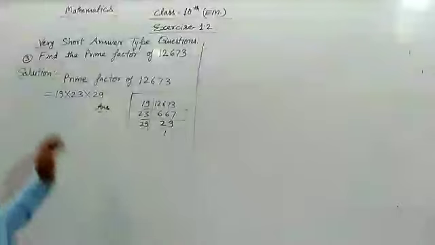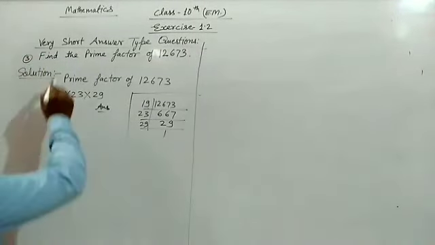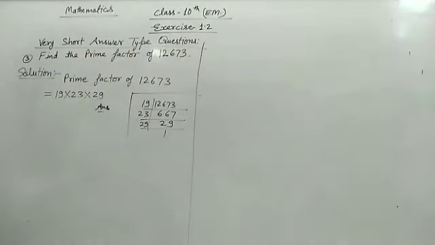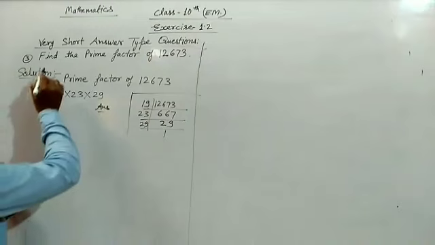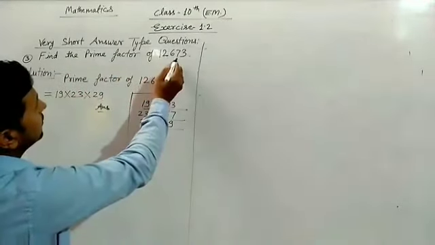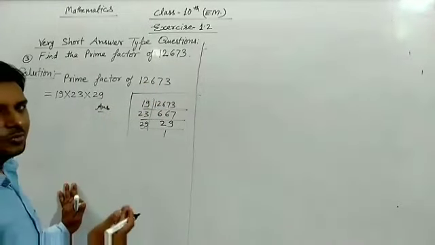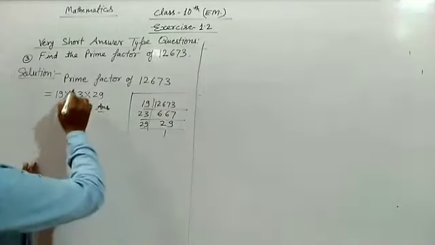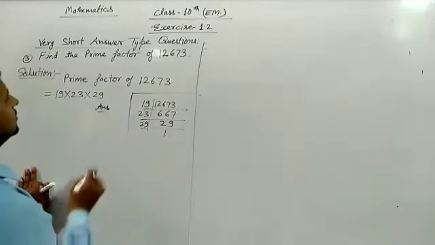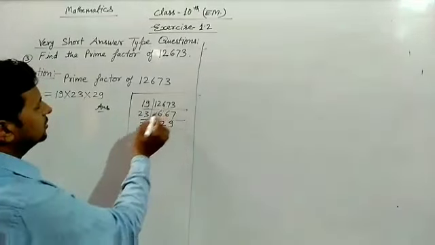Now we see question number 3. This question belongs to the very short answer type questions. Question 3 is: find the prime factors of 12,673. Now we can solve it as we solved questions 1 and 2.